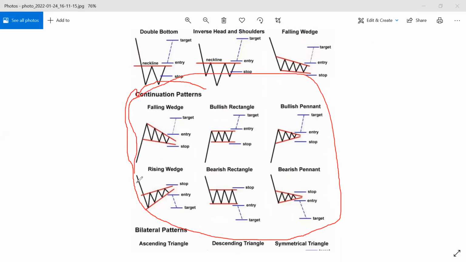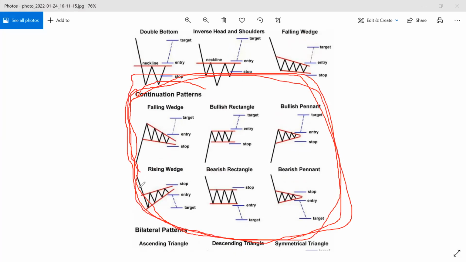The name is continuation because when you see them in a trend, they help you join the major trend. The whole idea is about knowing the direction of the market and then joining that major direction. So on daily, when it is bullish, these patterns help you find entries on the bullish trend. When it's a bearish trend on daily, these same patterns will help you.